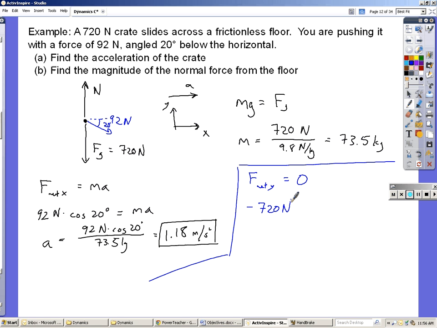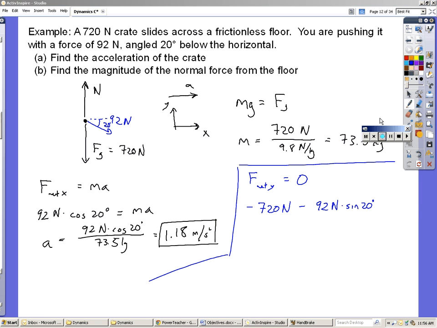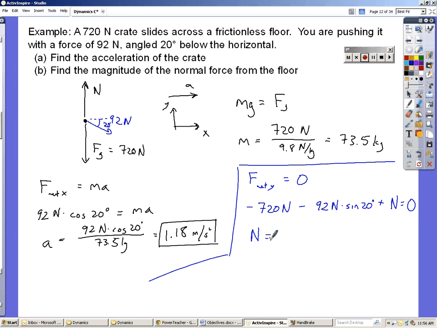720 newtons. The component of the force that you exert that points downward is 92 sine 20 degrees, and that's also negative because it's pointing downward-ish. And the y component of the normal force is just n. It points upward, so it's positive. Add those all together, you get 0. And put it in your calculator.